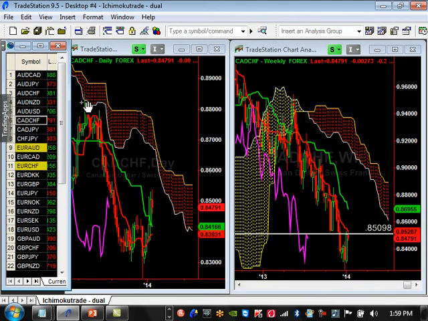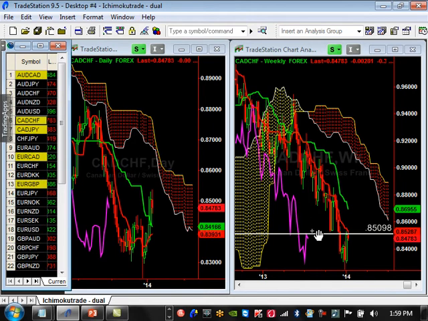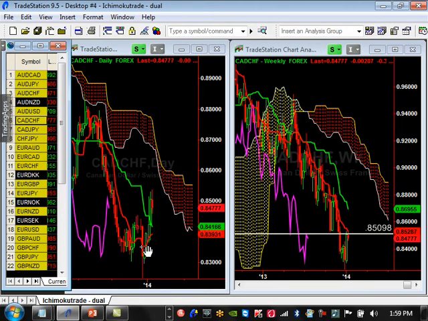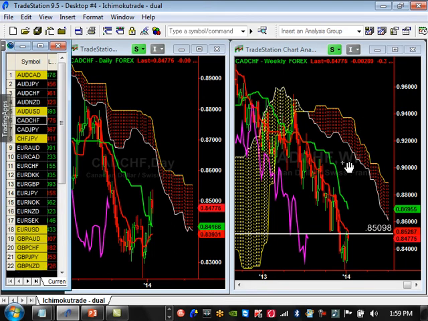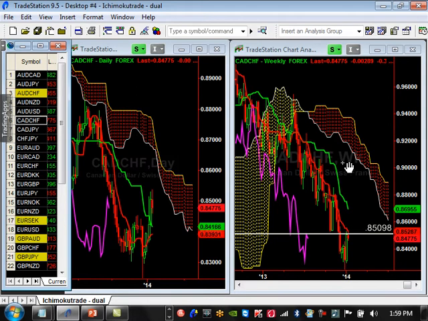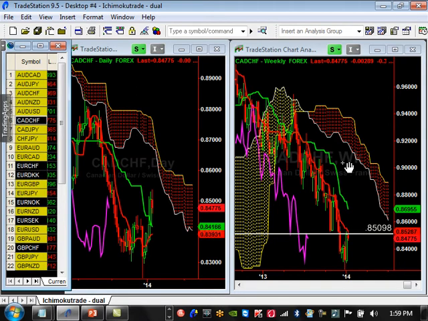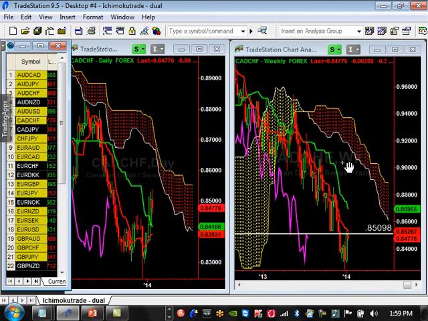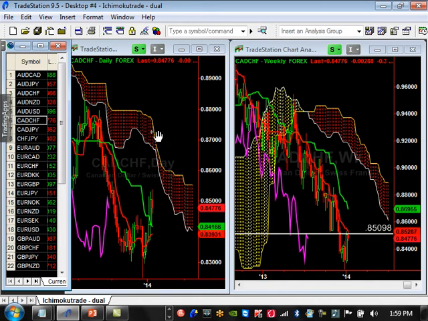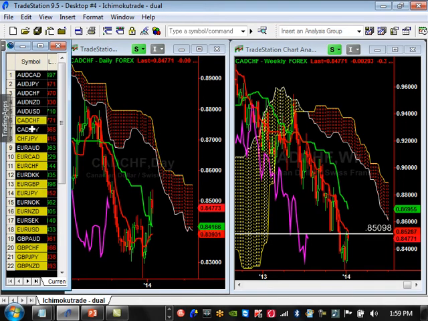CAD Switzy. You could see here, this is a bearish trend. It's still very strong bearish, believe it or not. The daily looks like it's not, but the weekly is telling you it is. It's at a major resistance level right now, which is basically 85.09. It's got to hold in order for the bearish trend to continue. If it doesn't, it's going to do a pullback to about 86.95, which is its next resistance level. Support, of course, is going to be 83.00.